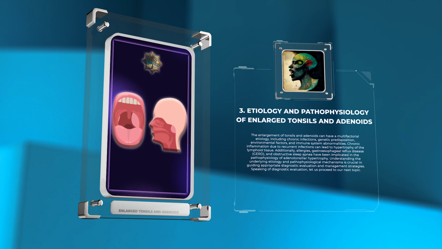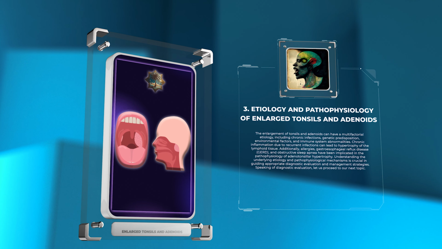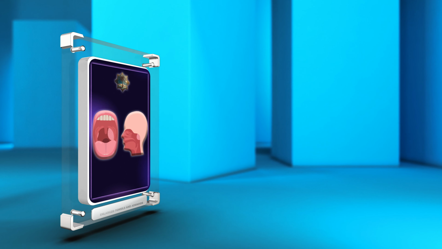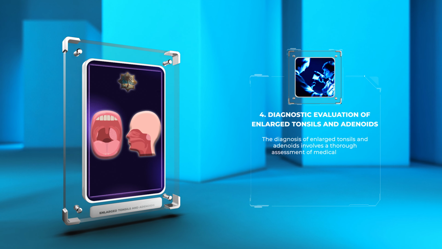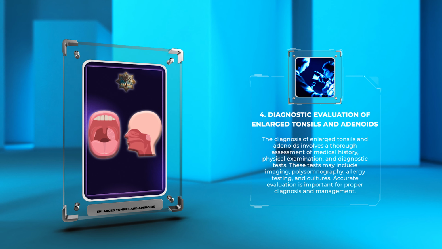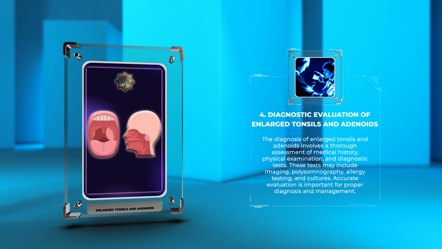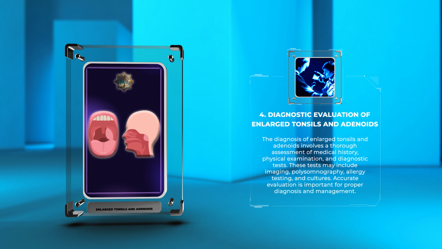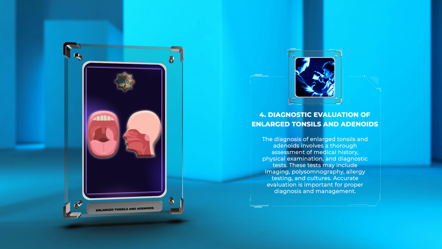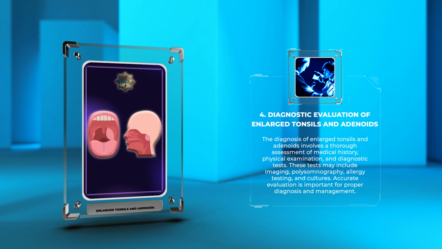Speaking of diagnostic evaluation, let us proceed to our next topic. The diagnosis of enlarged tonsils and adenoids involves a thorough assessment of medical history, physical examination, and diagnostic tests. These tests may include imaging, polysomnography, allergy testing, and cultures. Accurate evaluation is important for proper diagnosis and management.